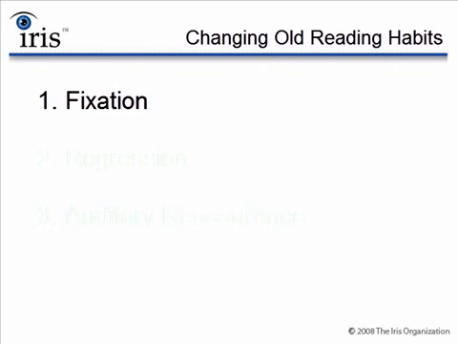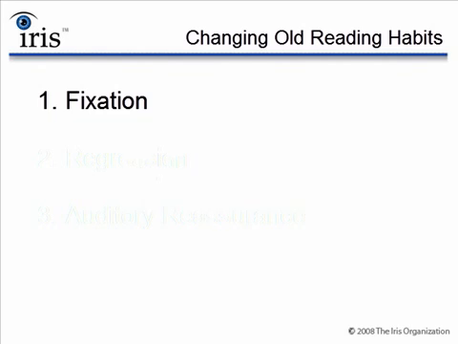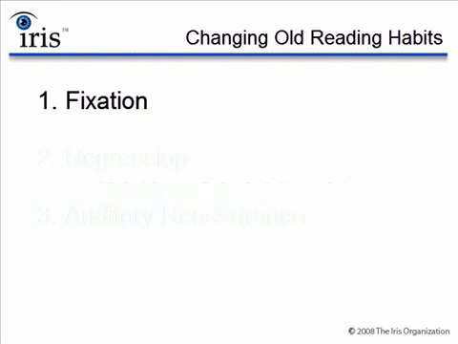Now, the simple problem with this is that you're not using your full peripheral vision. You can see more than one word at a time, so why shouldn't you be able to read more than one word at a time? And it is possible to read groups of words. But when most people read, they like to fixate on each and every single word. Even though we have peripheral vision, when we read, most people kind of read with tunnel vision. So we need to change this old reading habit of fixation, and we need to learn how to open up our peripheral vision so we can read groups of words rather than word by word.